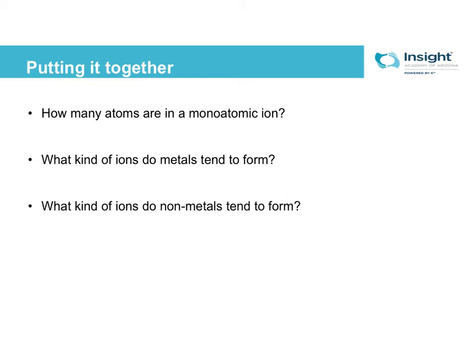So putting this all together, how many atoms are in a monatomic ion? That's where the mono comes from. There's only one.